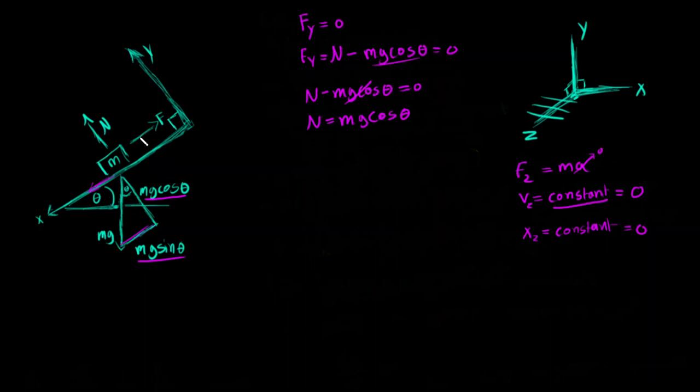So now, you must ask yourself, the block accelerates downwards, but there is a force of friction. That must mean that mg sine theta is greater than the force of friction, because if it wasn't, then it would never go down to the bottom.